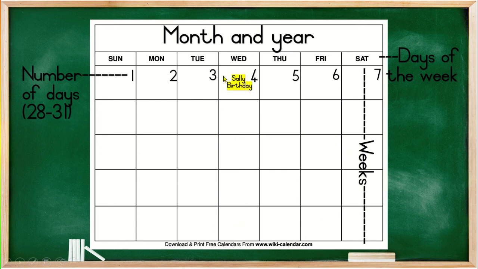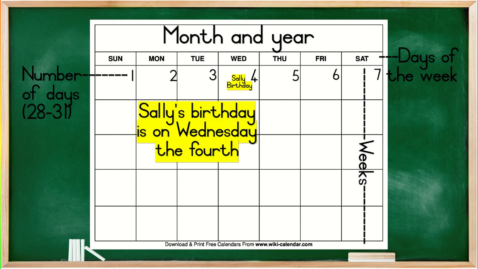Now we can see Sally's birthday is written on the 4th of this month. So if we have to answer the question, when is Sally's birthday, we will say Sally's birthday is on Wednesday, the 4th of this month.